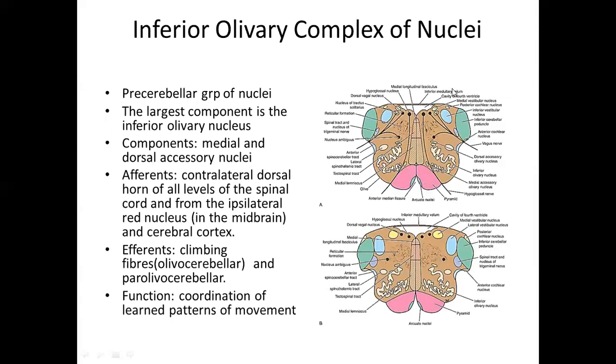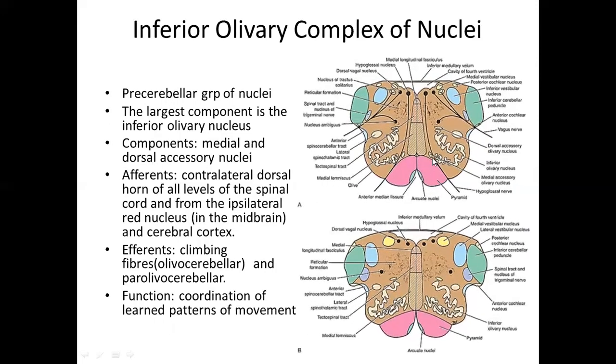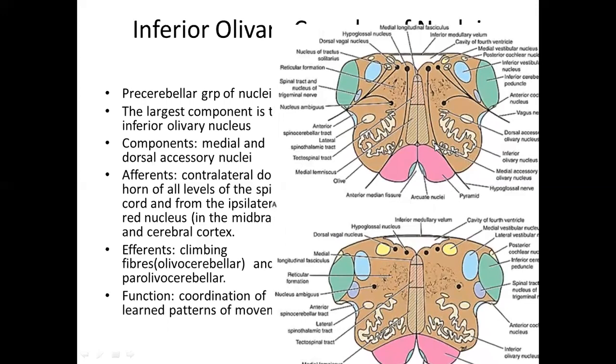So firstly, we'll be discussing the inferior olivary nuclear complex. This is a pre-cerebellar group of nuclei, and the largest is the principal olivary nucleus, which has a crumpled bag appearance. It has its open end on the medial side and the closed end on the lateral side. Apart from it, it has a dorsal and a medial accessory nucleus. Now you can have a better look. This one is the medial accessory and this one is the dorsal accessory nucleus.